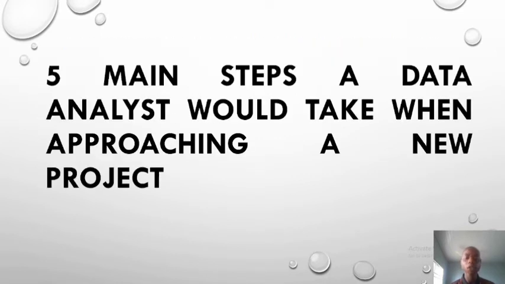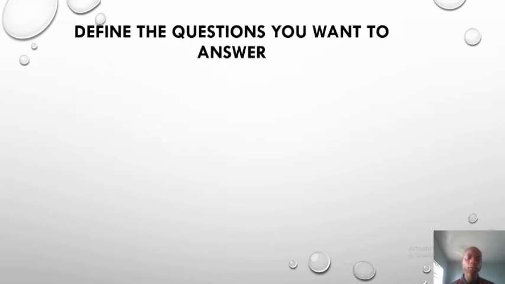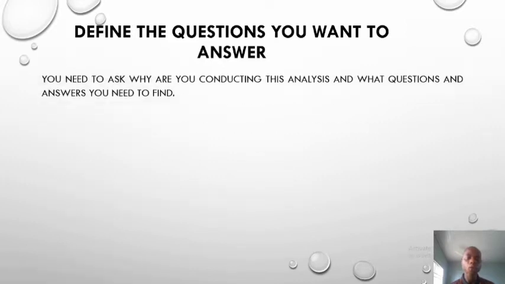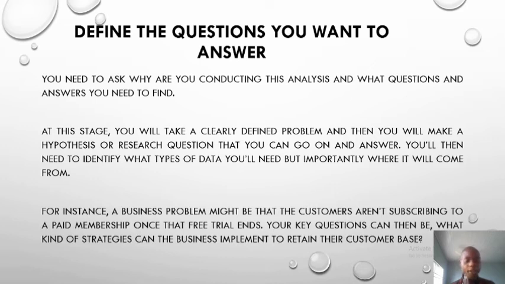5 main steps a data analyst will take when approaching a new project. Number 1, define the questions you want to answer. You need to ask why you are conducting this analysis, and what questions and answers you need to find. At this stage, you will take a clearly defined problem, and then you will make a hypothesis or research question that you can go on and answer. You will then need to identify what types of data you will need, but importantly, where it will come from. For instance, a business problem might be that customers aren't subscribing to a paid membership once the free trial ends. Your key question can then be, what kind of strategy can the business implement to retain their customer base?